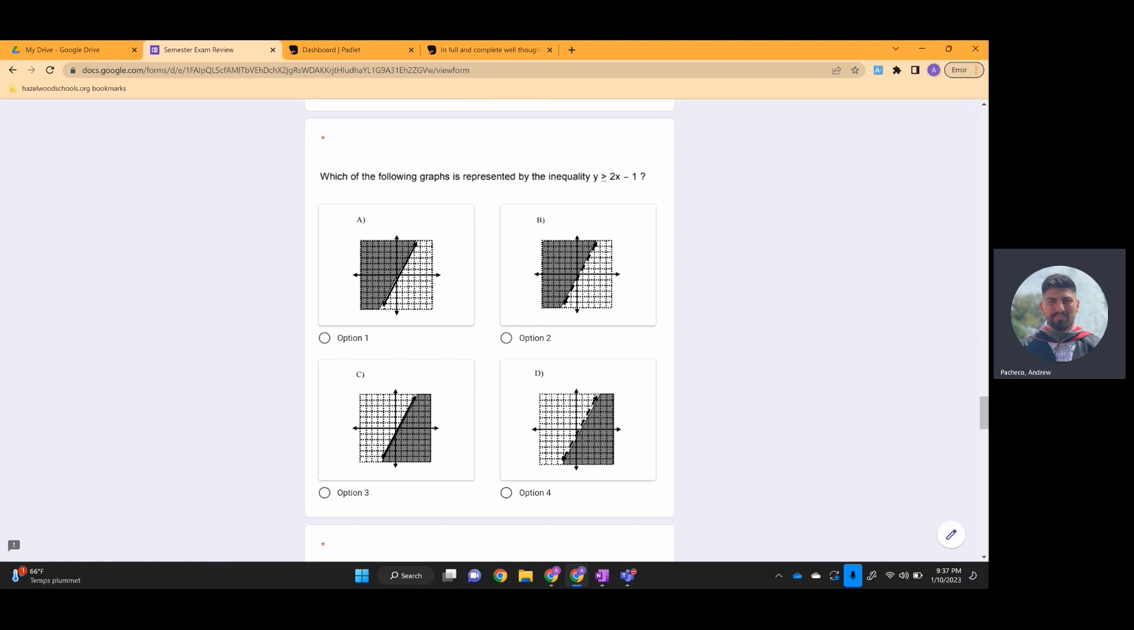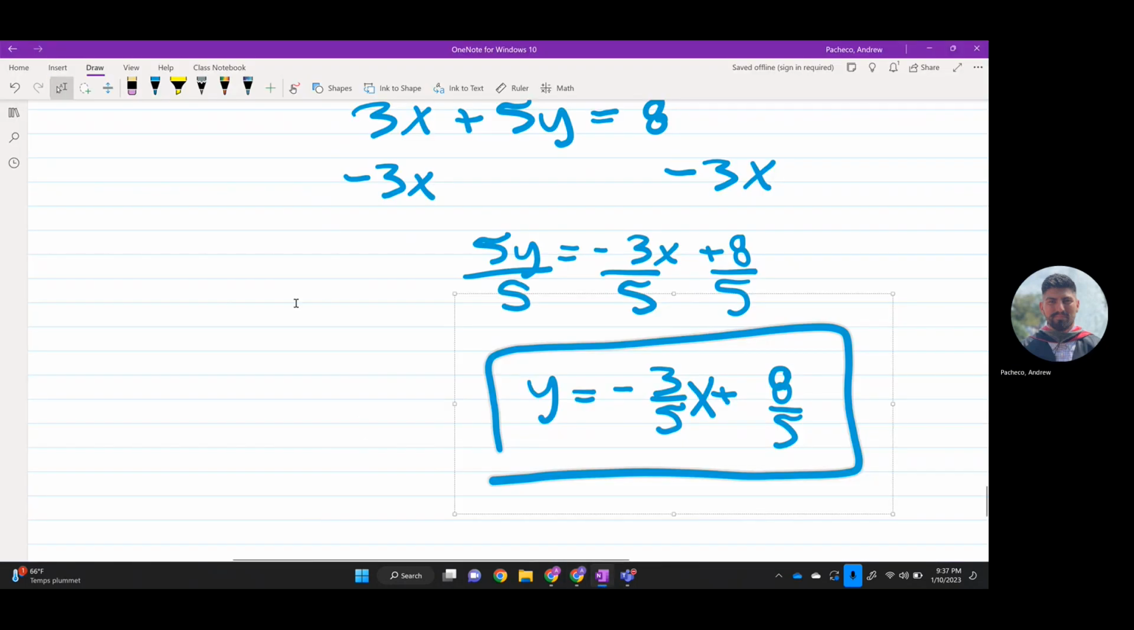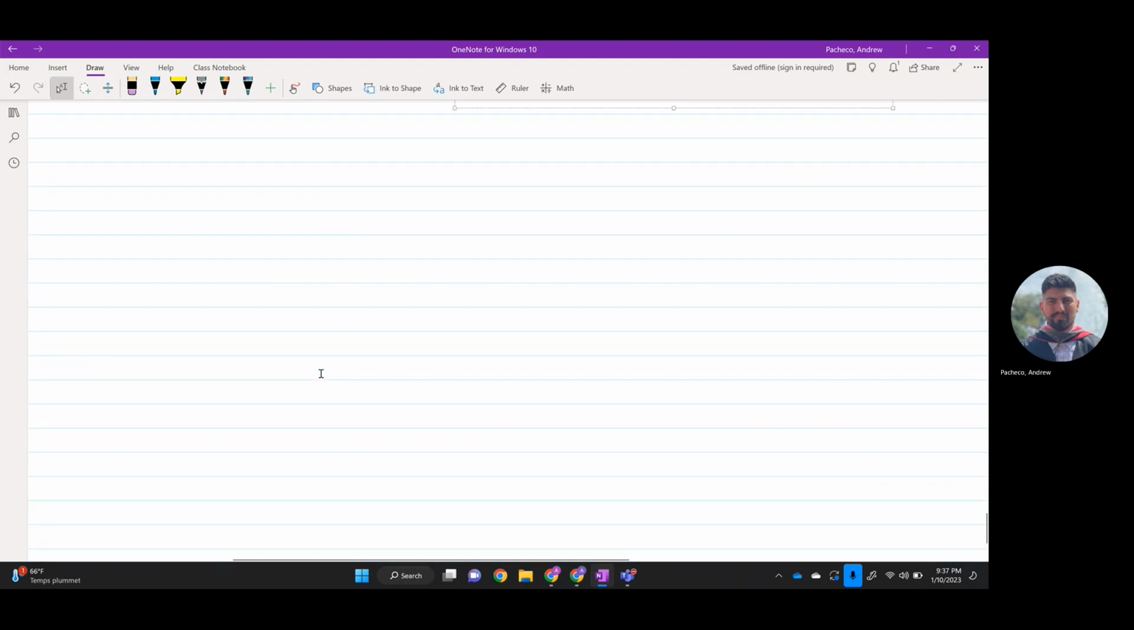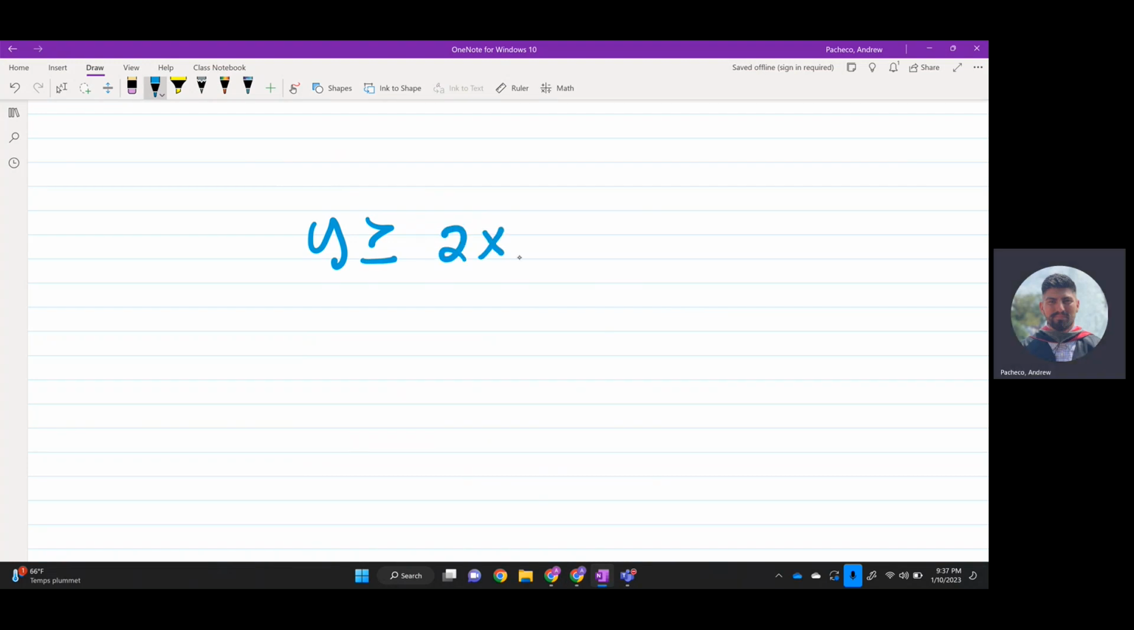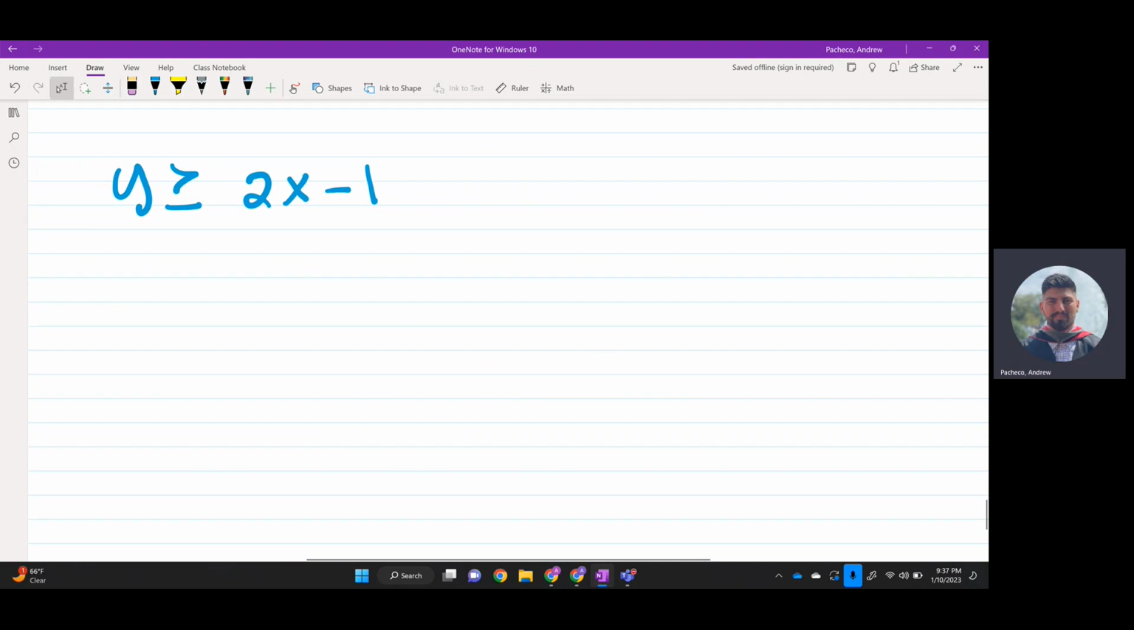Second one is again about inequalities. Which of the following graphs is represented by the inequality y is greater than or equal to 2x minus 1? So there are a couple of ways that we graph our inequalities.